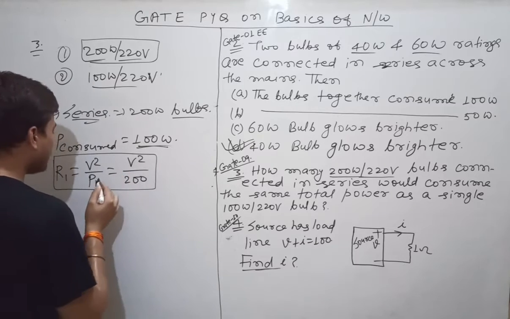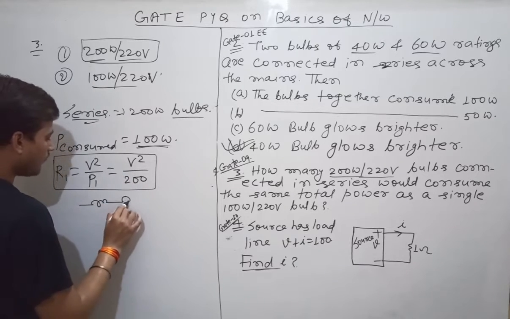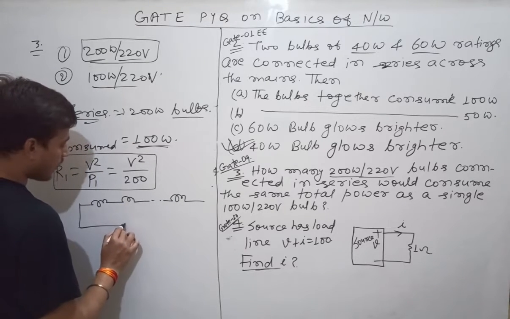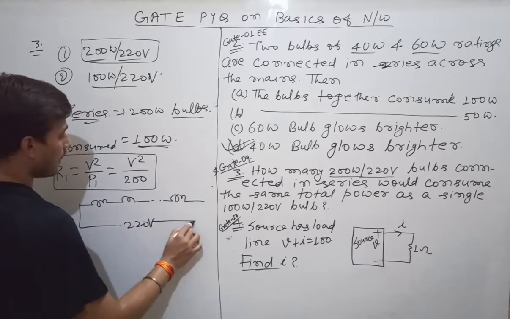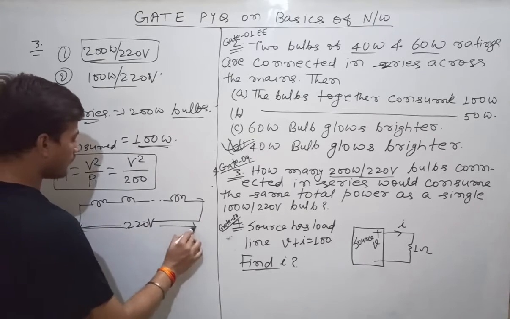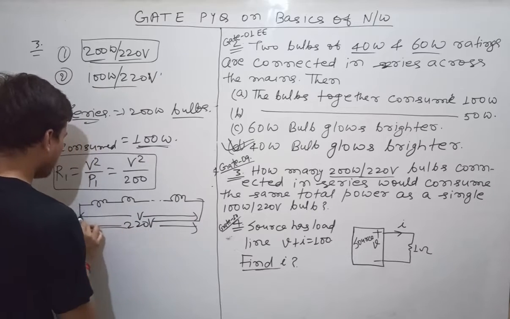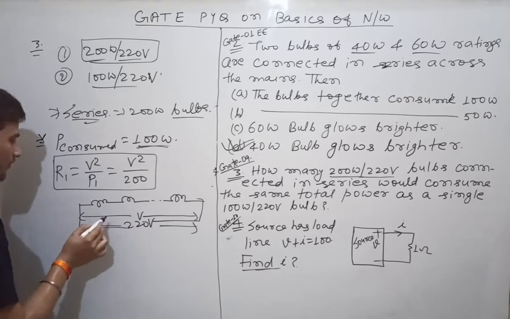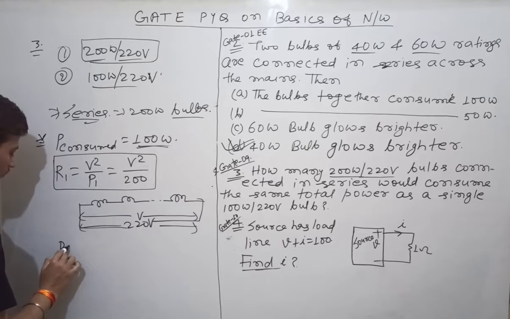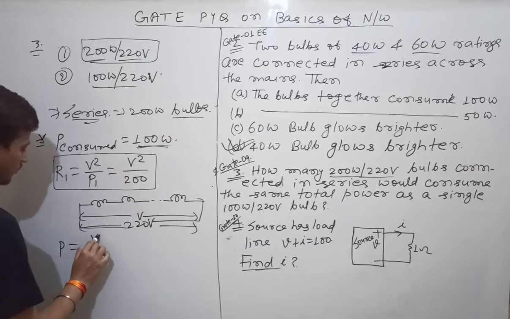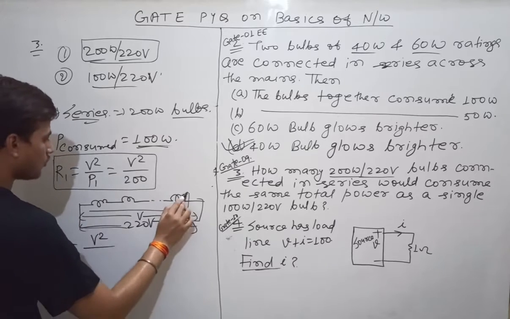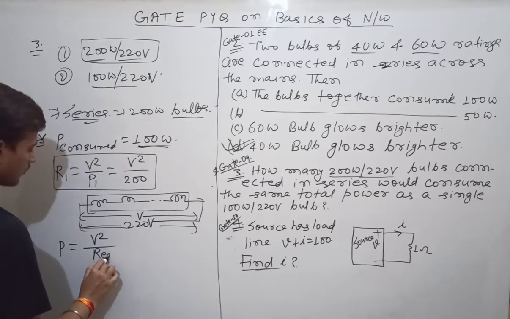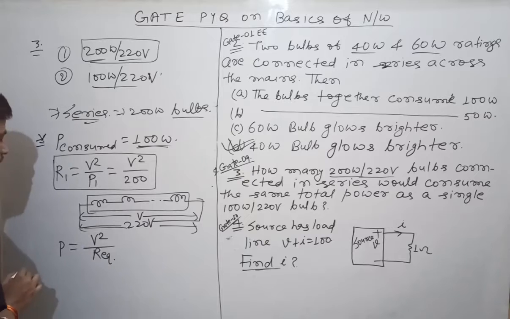Now when you are connecting many bulbs in series across the voltage supply of 220 volt, or you can say it as V volt, what will be the value of power consumed? Power consumed will be equal to V square divided by total resistance, V square divided by R equivalent or R total.